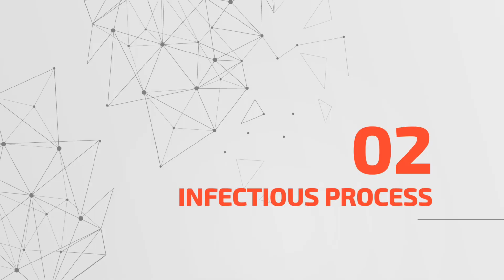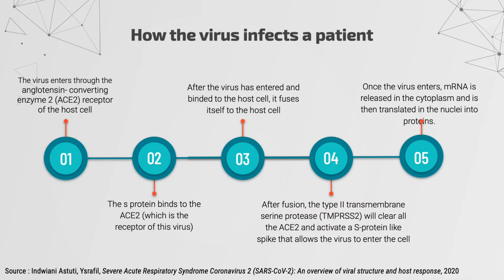So now moving on, we're going to talk about the infectious process. First, the virus would enter through the ACE2 receptor of the host cell. Then the S protein would bind to the ACE2, so it would act as a receptor of the virus. Then next, the virus would be able to enter and bind to the host cell, so it would fuse itself to the host cell.